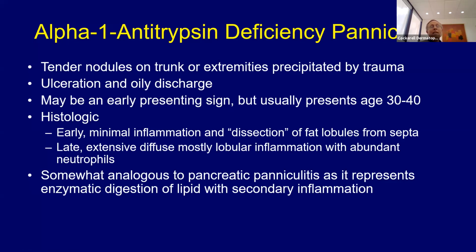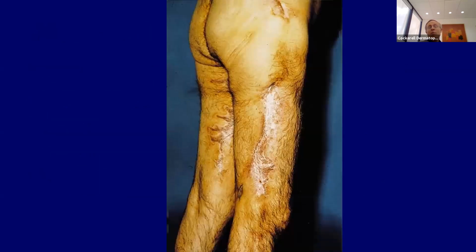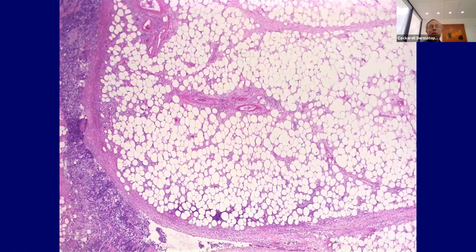They can get this extensive, horrible panniculitis where they get this massive amount of lobular inflammation, a lot of neutrophils, and it's due to enzymatic digestion of the lipid with secondary inflammation, analogous to pancreatic panniculitis, but it doesn't give you this saponification. If you get it really early, and this is relatively rare, you can see minimal inflammation with dissection of the fat lobules from the septae, which is kind of interesting. If you see that, it's really one of the few things in the world that can really do it. It's almost like somebody took some scissors and just went in there and snipped away the fat. But then pretty soon thereafter, you get this inflammation that leads to this massive degeneration of fat. Usually you get some ulceration, some drainage, and it's often associated with systemic involvement.